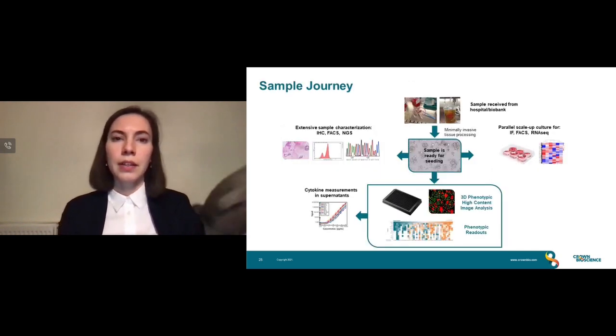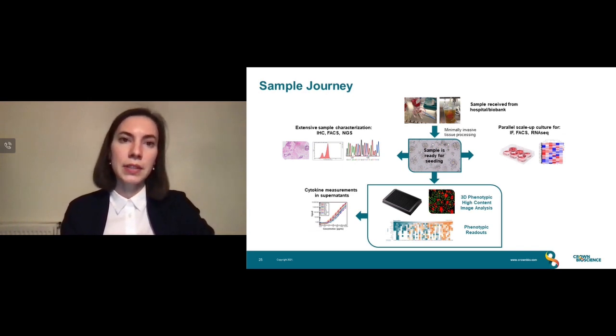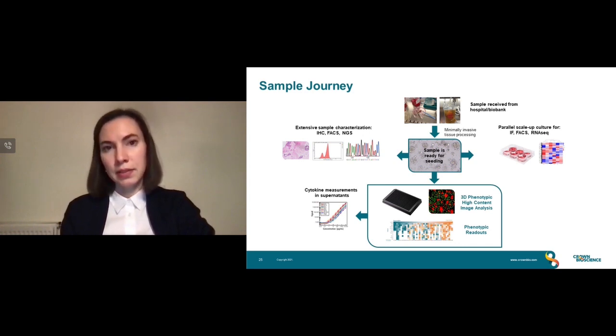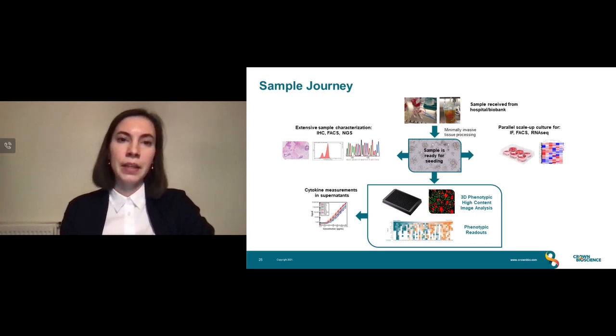All in all, to summarize the sample journey, we receive samples fresh from the biobank within 24 hours from collection. We minimally process them to preserve tumor clusters and all resident cells, including immune cells and fibroblasts. And when the sample is ready for the seeding, there are multiple things we can do with it.